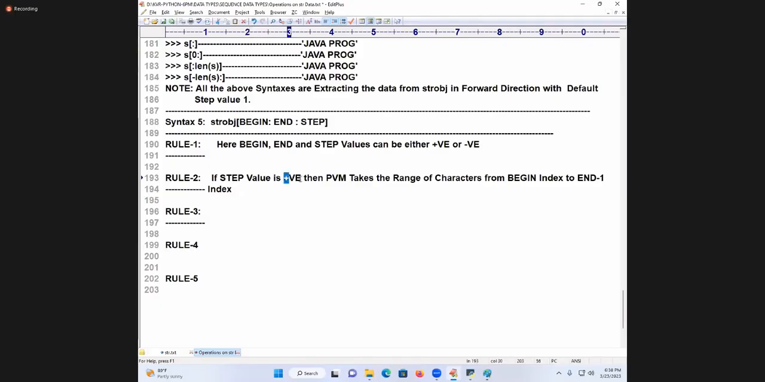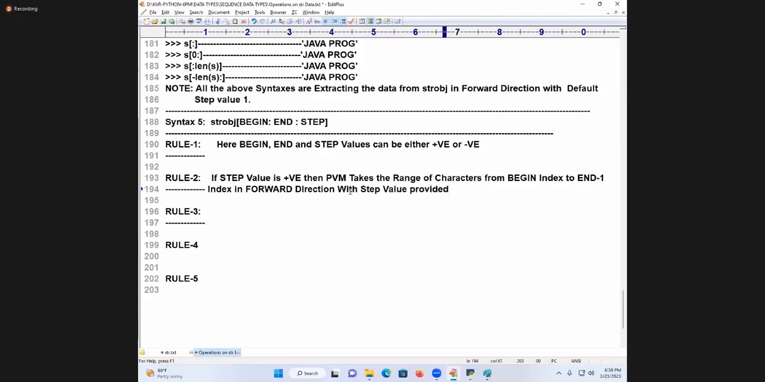If the step value is positive, then PVM takes the range of characters from begin index to end minus 1 in the forward direction. In which direction? In the forward direction. Very important. It takes the range of characters in the forward direction provided with the step value. I am going to write it with the step value provided.